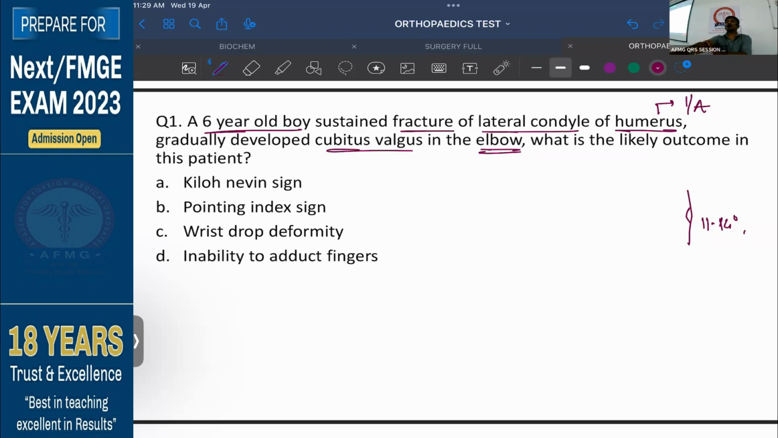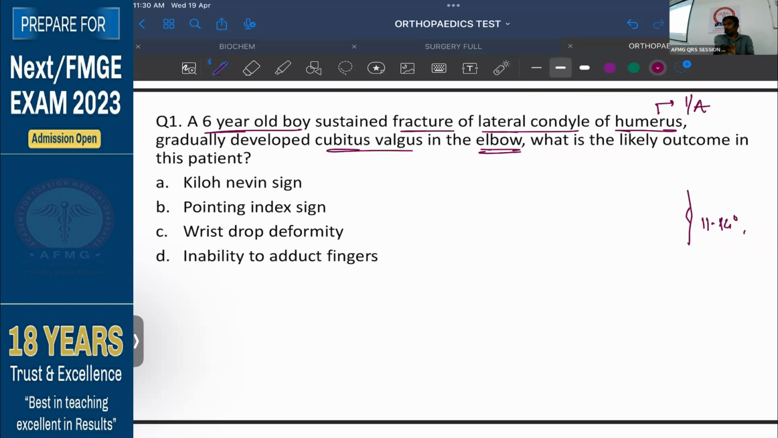So here, as they are talking about cubitus valgus deformity, that means it is a deformity where the forearm is moved laterally. And why does this happen? Because there is a fracture of lateral condyle of humerus. What will happen here? There would be loss of some fragment. Therefore the lateral condyle becomes smaller, due to loss of some fragment from here.